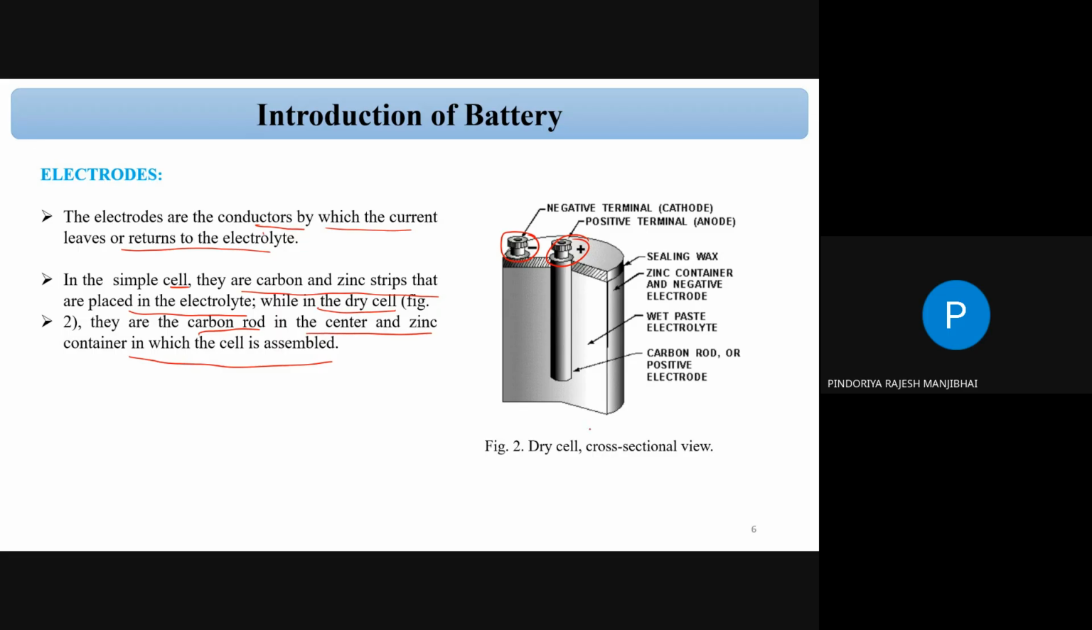So this is figure 2, a dry cell cross section view, correct? There is a positive terminal and the negative terminal. Sealing wax, zinc container and negative electrode, wet paste electrolyte, carbon rod or positive electrode. So this is the cross section view of the dry cell.